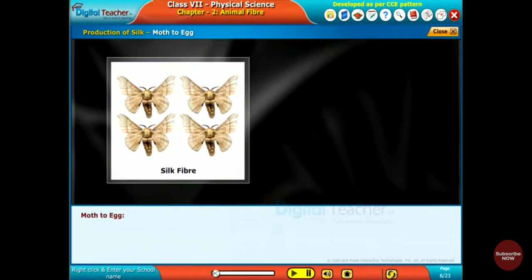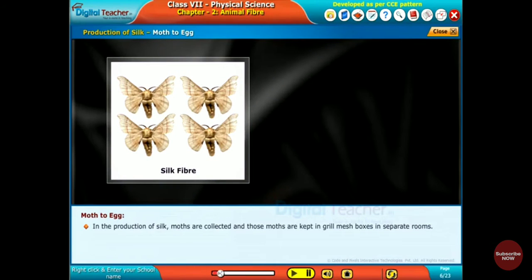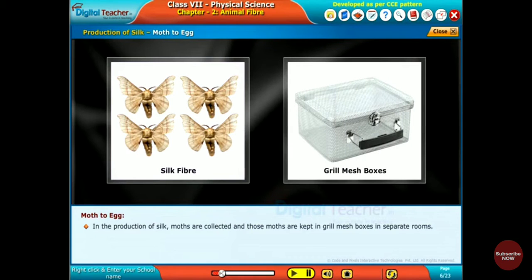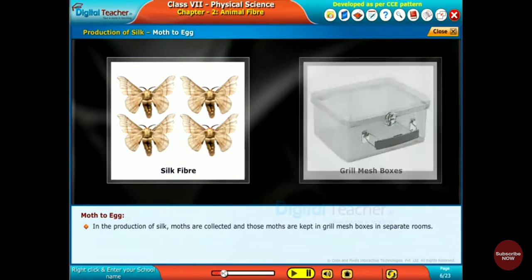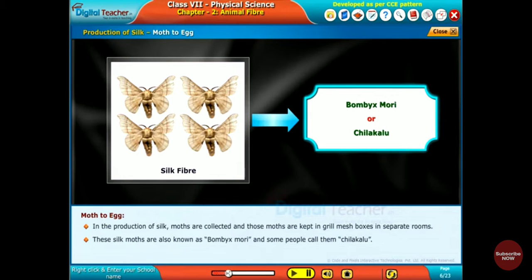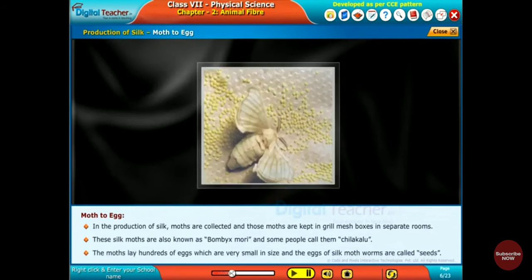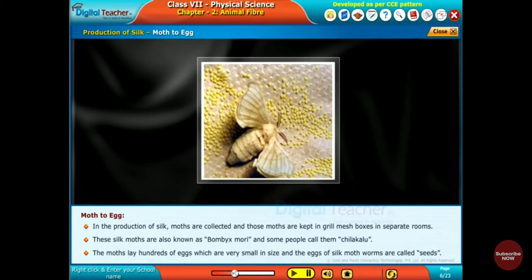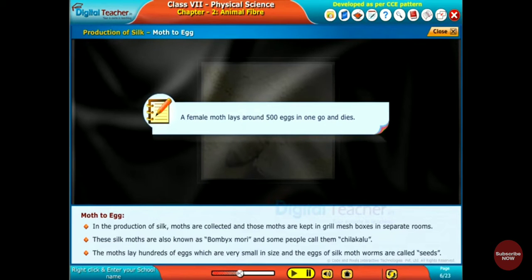Moth to egg. In the production of silk, moths are collected and those moths are kept in grill mesh boxes in separate rooms. These silk moths are also known as Bombyx mori and some people call them chilakalu. The moths lay hundreds of eggs which are very small in size, and the eggs of silk moth worms are called seeds. Note: a female moth lays around 500 eggs in one go and dies.